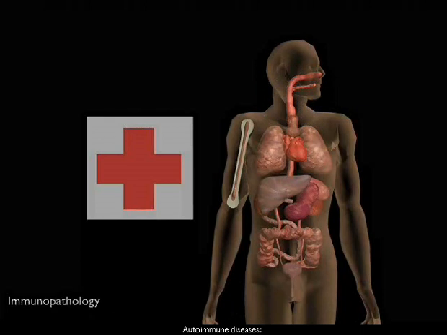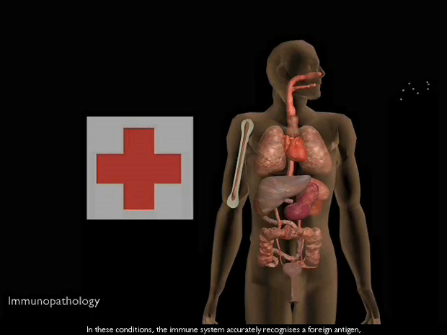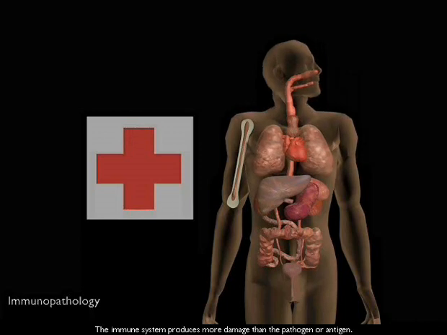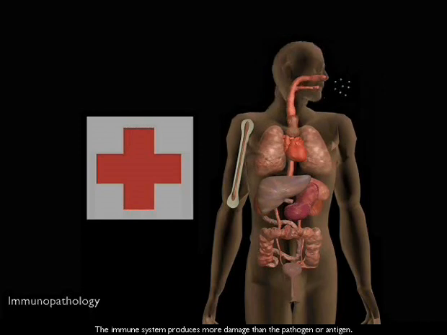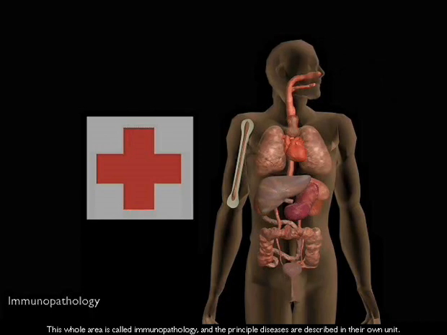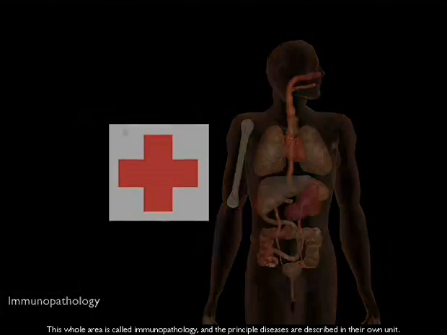Autoimmune diseases. In these conditions, the immune system recognizes and reacts against the body's own tissues. Many organs or tissues may become subject to this misdirected attack. Hypersensitivity diseases. In these conditions, the immune system accurately recognizes a foreign antigen, but makes a response out of proportion to the threat it poses. The immune system produces more damage than the pathogen or antigen. This whole area is called immunopathology, and the principal diseases are described in their own unit.